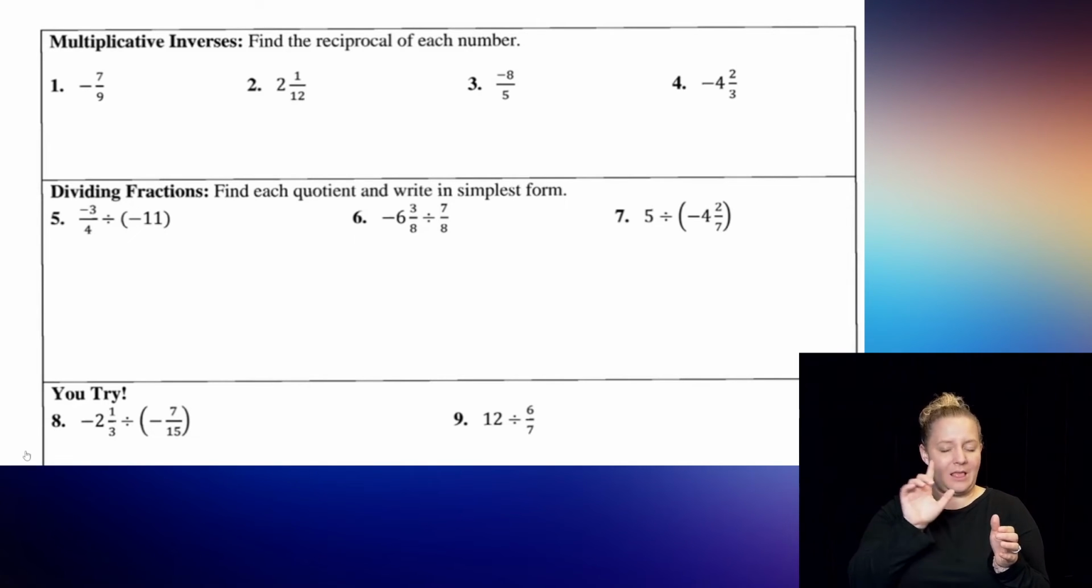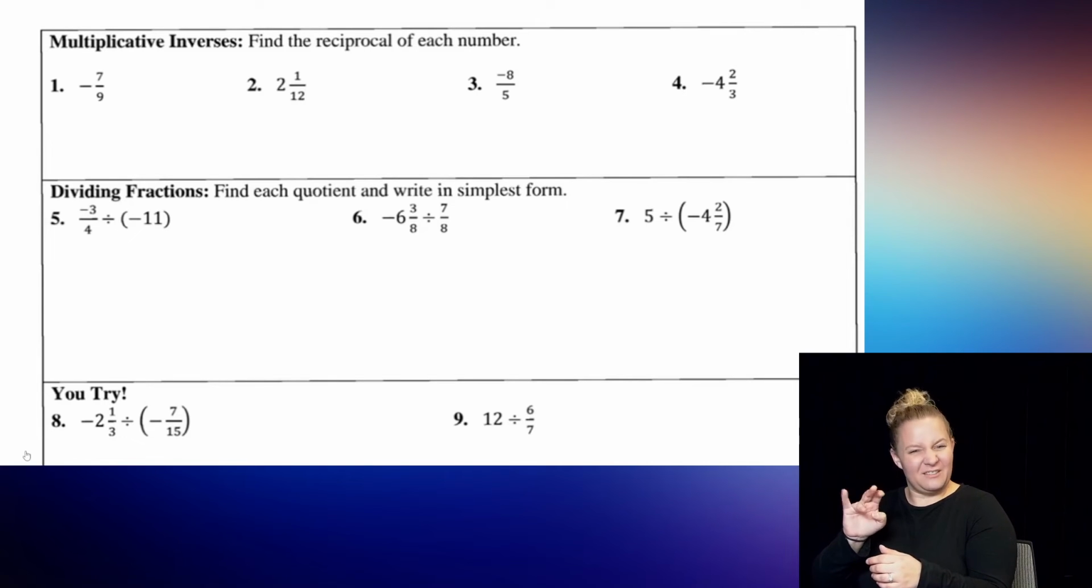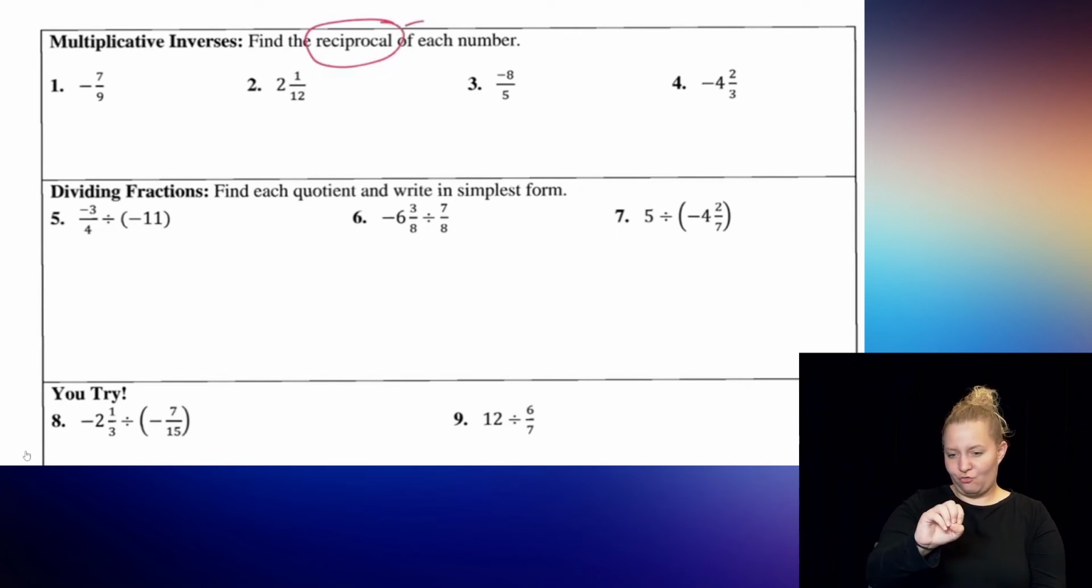So multiplicative inverses, although this sounds very similar to additive inverses, just as a quick recall, like -3 plus 3, that would equal 0. Those are additive inverses. But for multiplicative inverses, we're going to use this word reciprocal quite often. And what that word reciprocal means is to flip. So we're going to flip the fraction.